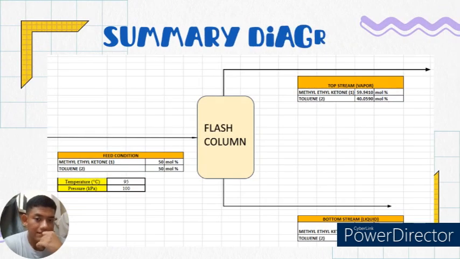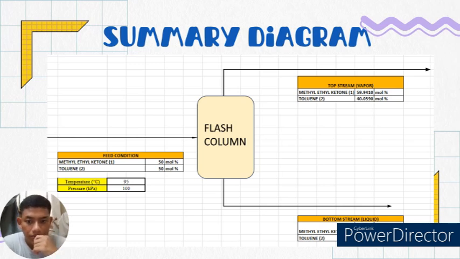Lastly is the summary diagram. From the summary diagram, we can see that the feed condition is 50 mole percent methyl ethyl ketone and 50 mole percent toluene at 95 degrees Celsius and 100 kPa. It enters the flash column and exits in two streams: first the vapor stream and then the liquid stream.